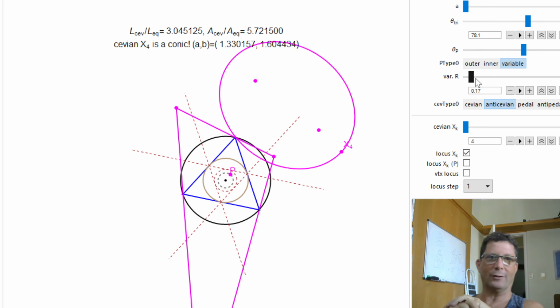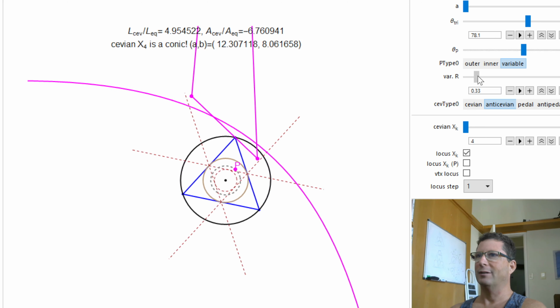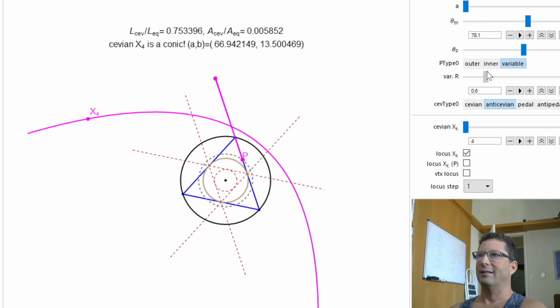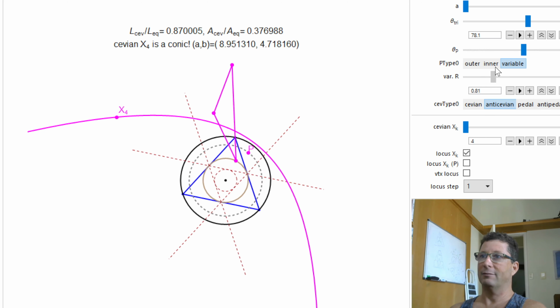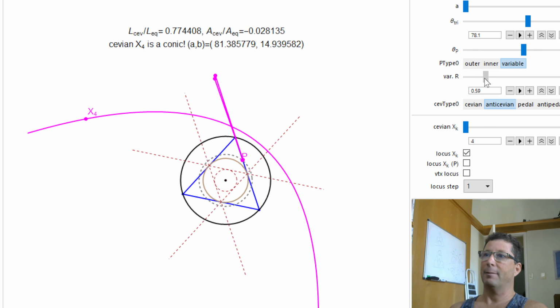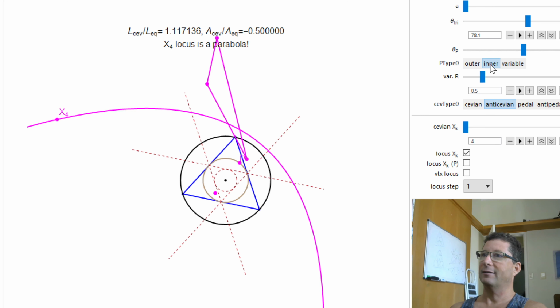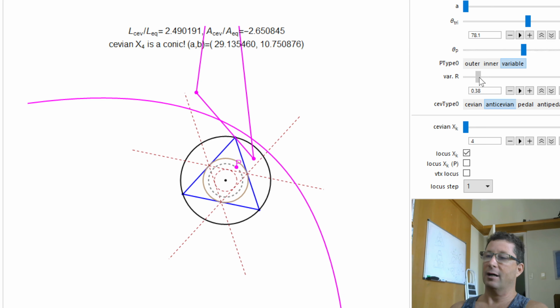So X4 is quite complex in the sense that it has these phases. This inner one goes through hyperbola, it's a parabola when it's here, and then it remains a hyperbola, which is surprising. So hyperbola, hyperbola, hyperbola, parabola here, and then it goes back to being, if my calculations are correct, a hyperbola.